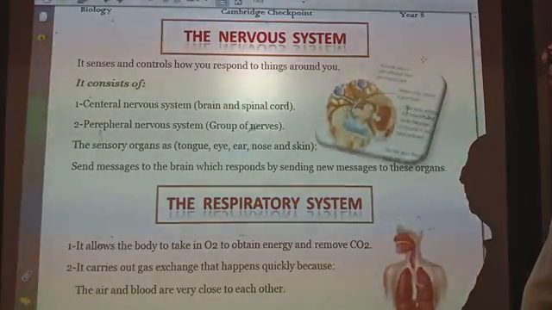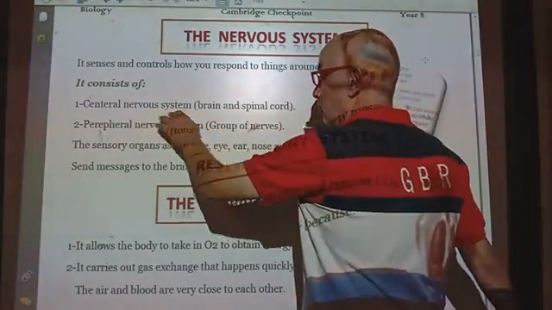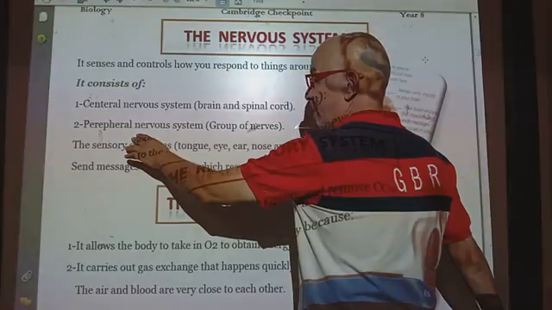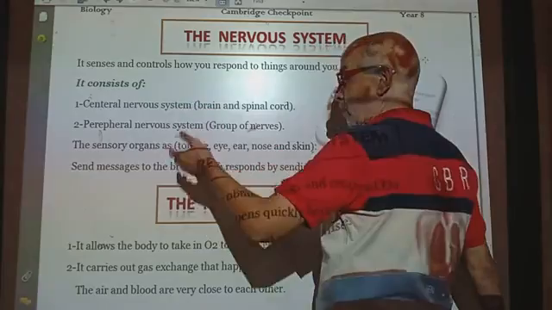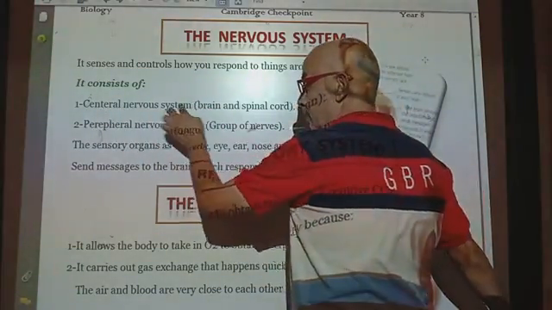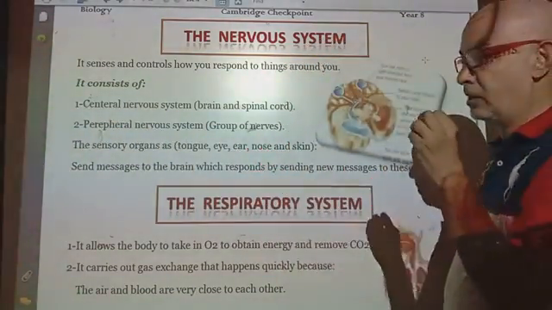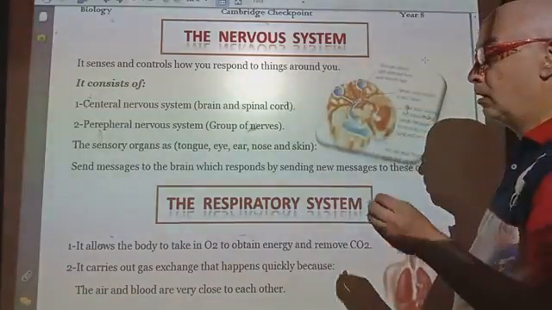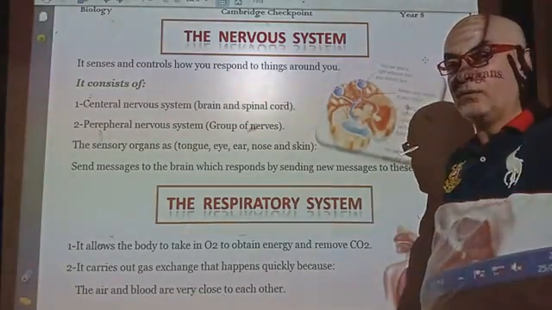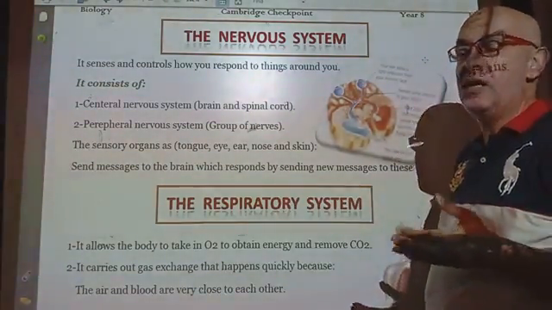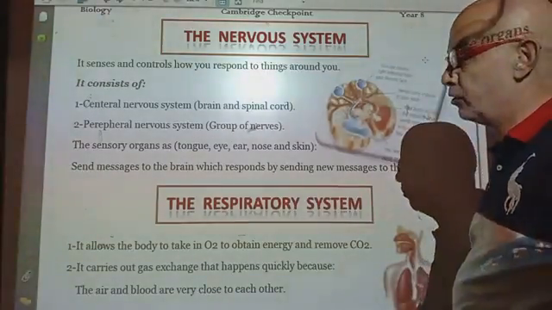The nervous system consists of two main parts. Number one, central. Number two, peripheral nervous system. We can simplify them, or write an abbreviation: the central nervous system, CNS, and the peripheral, PNS. The central nervous system is made up of the brain and spinal cord, but the peripheral nervous system is a group of nerves. Some of these nerves come out from the brain, which are called cranial nerves, and some of the nerves come out from the spinal cord, which are called spinal nerves.